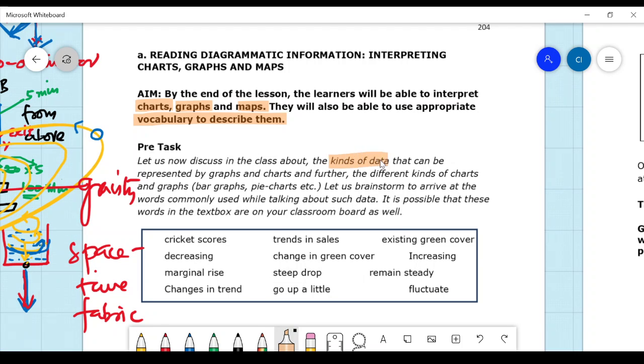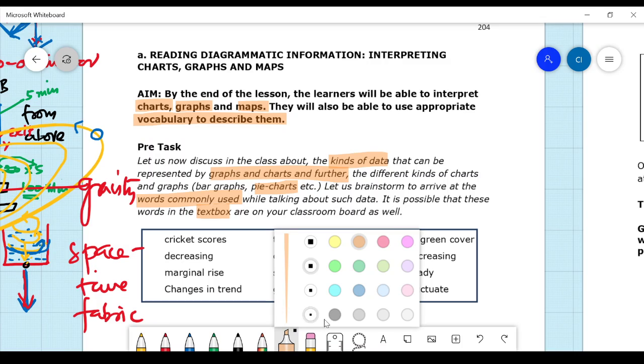all about the data, the kind of data that can be represented by graphs and charts, further information and graphs, pie charts, etc. Let's brainstorm to arrive at the words commonly used when talking about such data. What are the words that we use commonly? It's possible that these words are in textbooks or in a classroom, on the board as well.